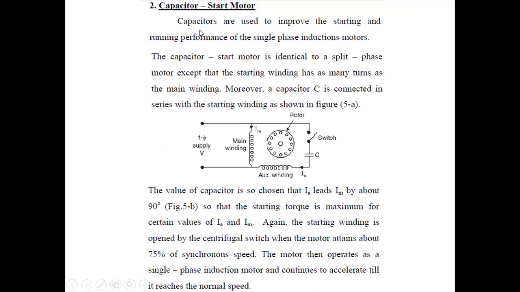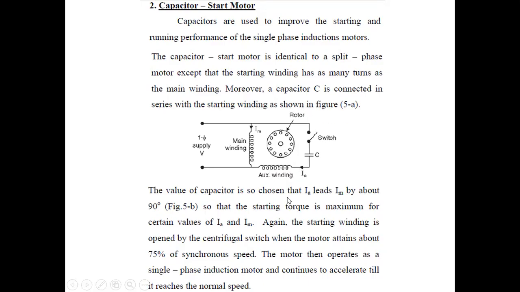So then we have capacitor run induction motors. So concept remains the same. We want to introduce two phases to the machine. However, we want to smoothen the process, so a capacitor is introduced to improve the starting and the running performance. So the capacitor start motor is identical again to the split phase, with the exception that the starter winding has as many turns as the main winding. Moreover, a capacitor is connected in series with the starting winding as shown.